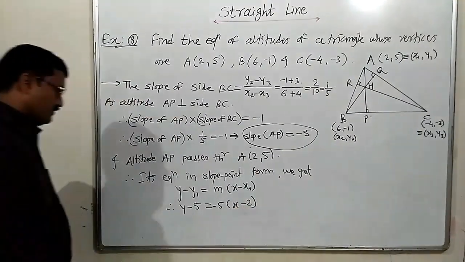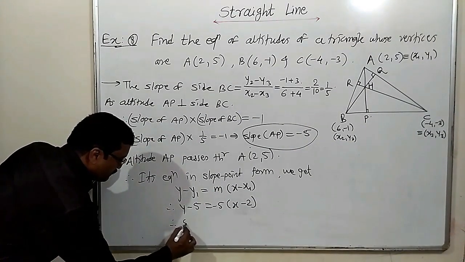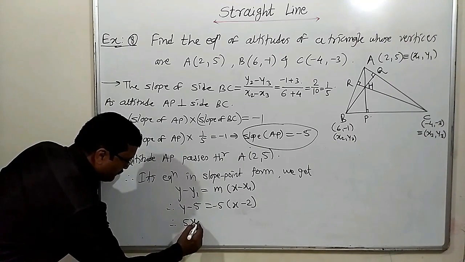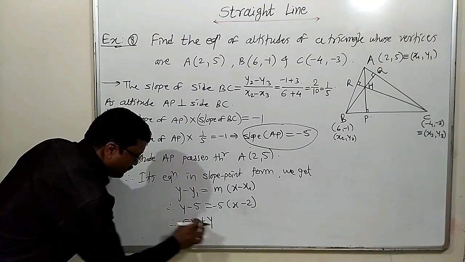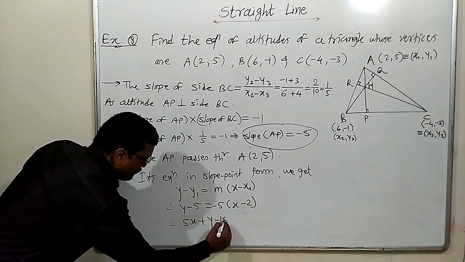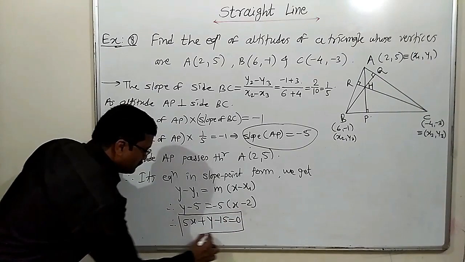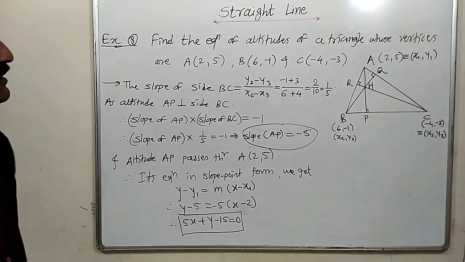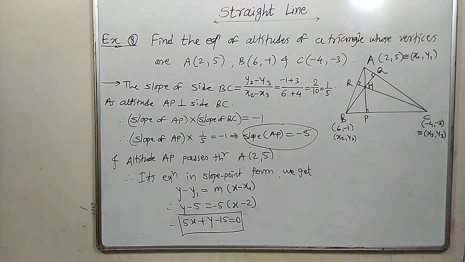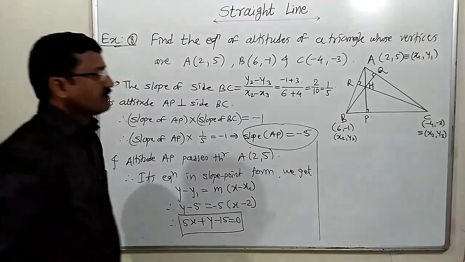Now simplify this. We get 5x plus y minus 5 minus 10 equal to 0, that is 5x plus y minus 15 equal to 0. This is the way to find the equation of altitude AP. Now, in short, we will find the equations of the remaining two altitudes.